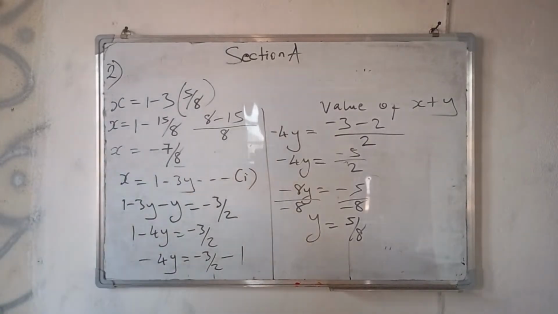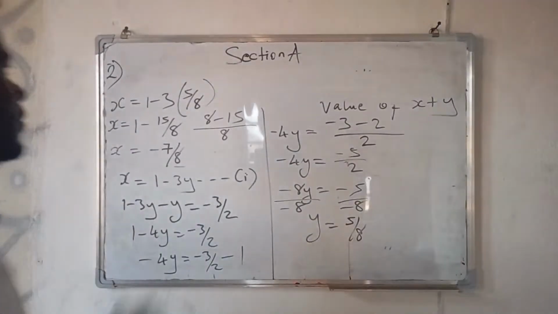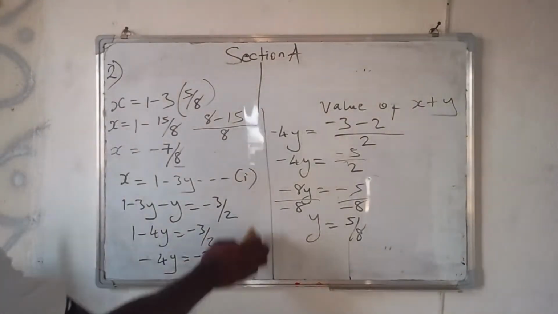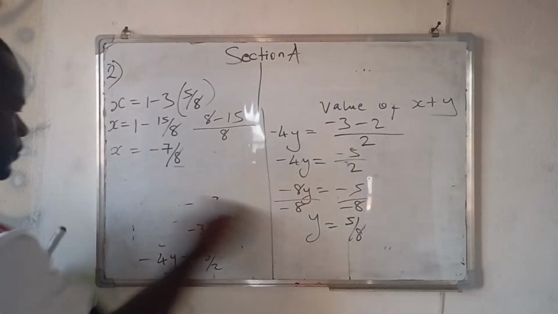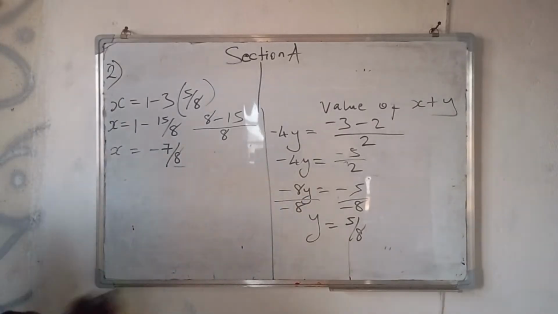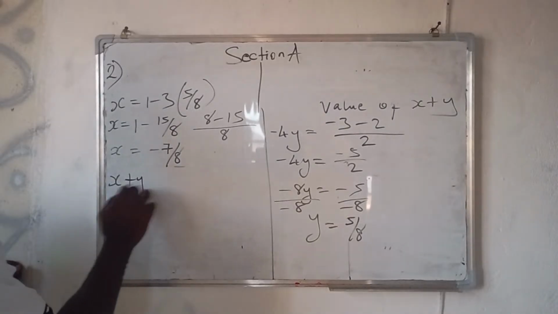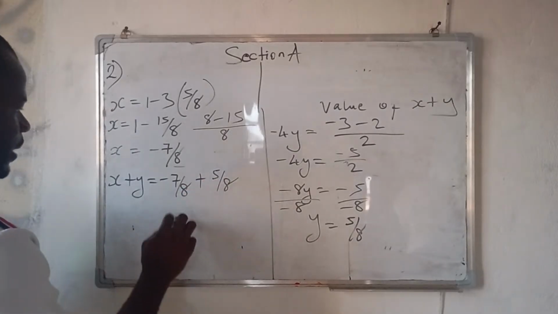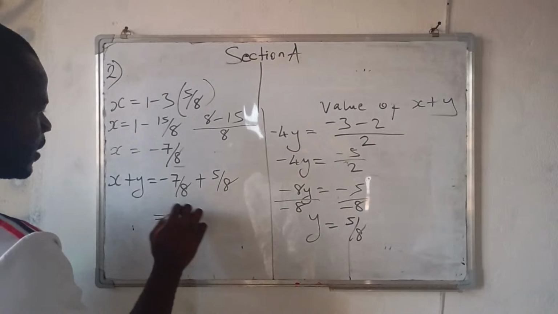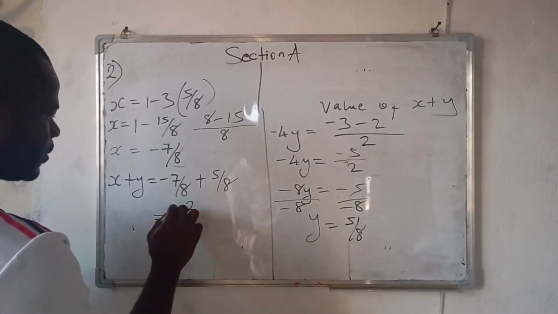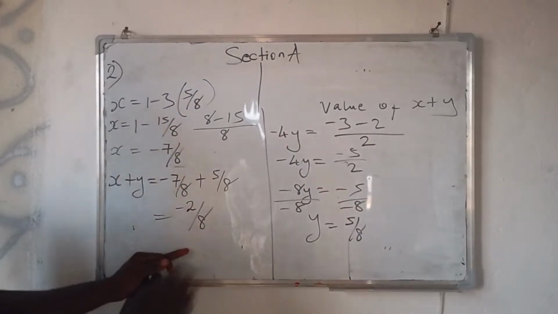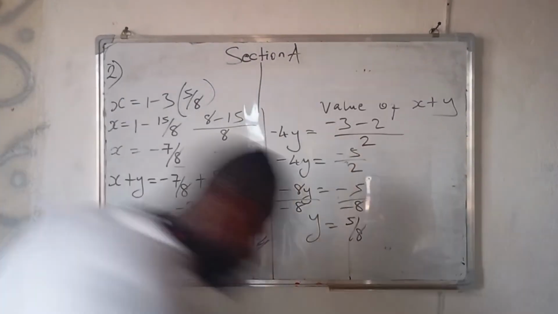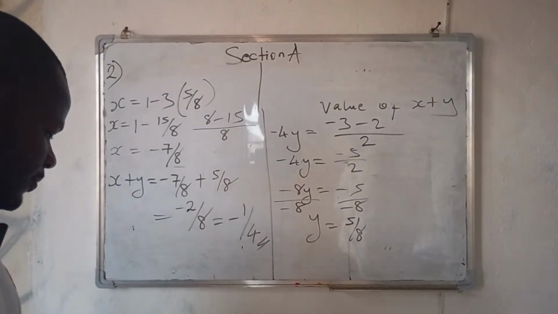Remember, what we are looking for is the value of x plus y. So x plus y will give us minus 7 over 8 plus 5 over 8. Then this will now give us minus 2 over 8. When you reduce to the lowest term, we're going to have minus 1 over 4. So that is for question number 2b. Move to question number 3.